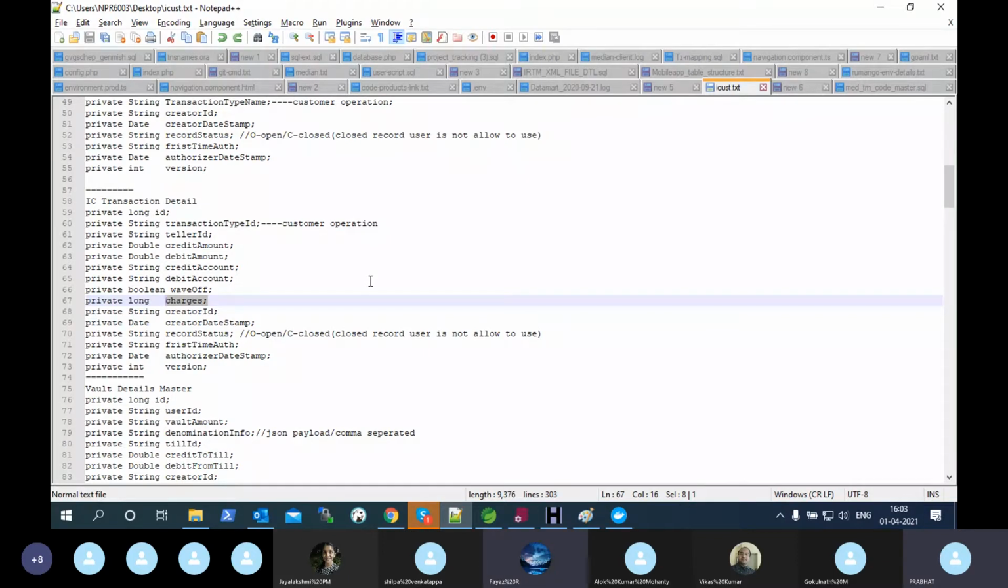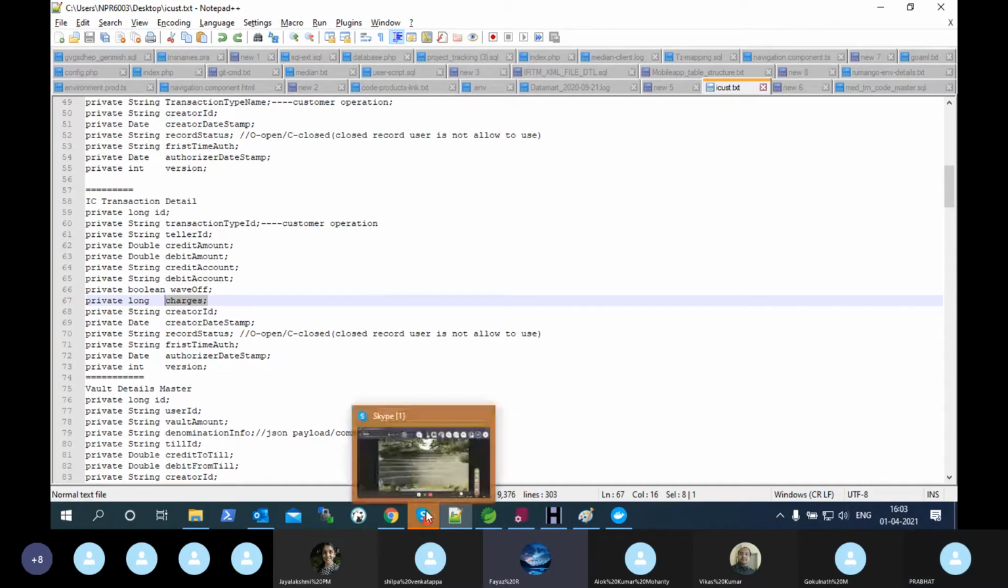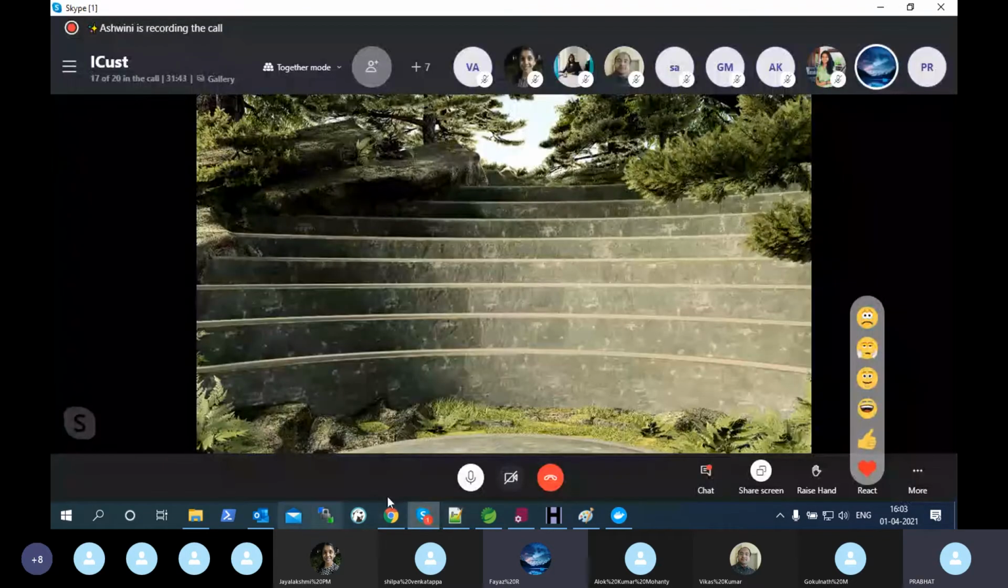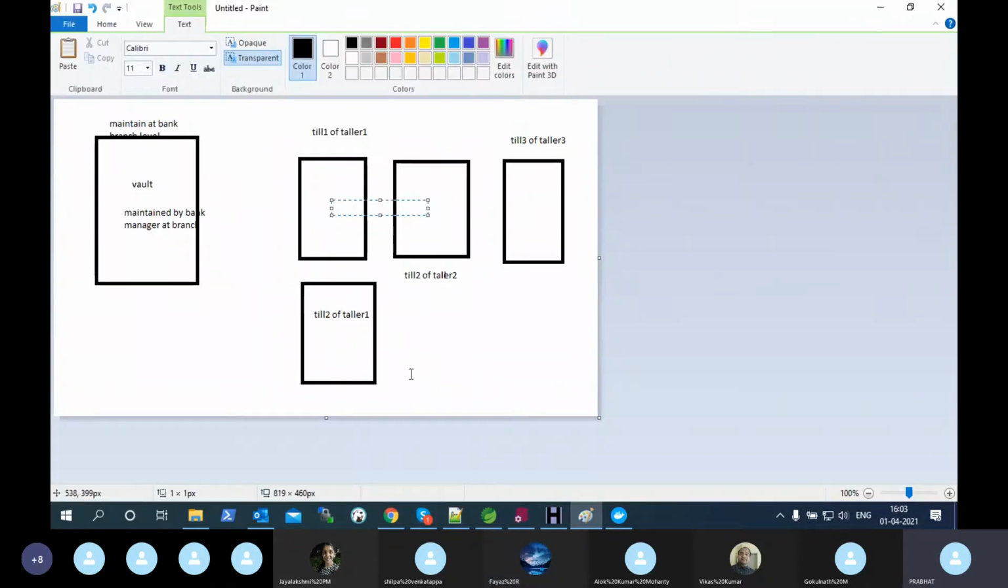Okay. Waive off means, if it is yes, we are not charging, and no means we are charging the customer. Okay, so anyone having any question or anything? Because that is the actual functionality we need to cover in our implementation.